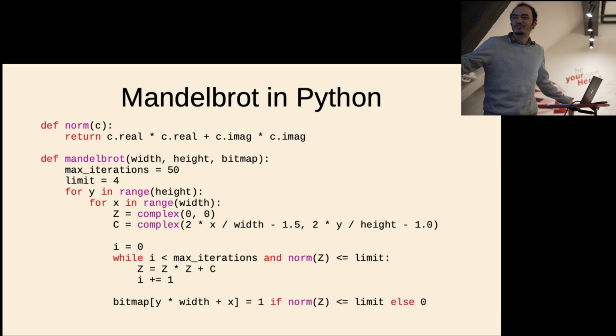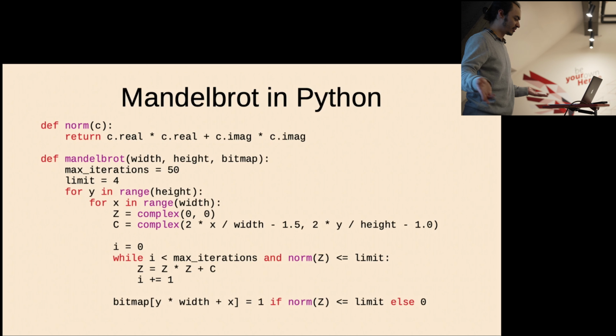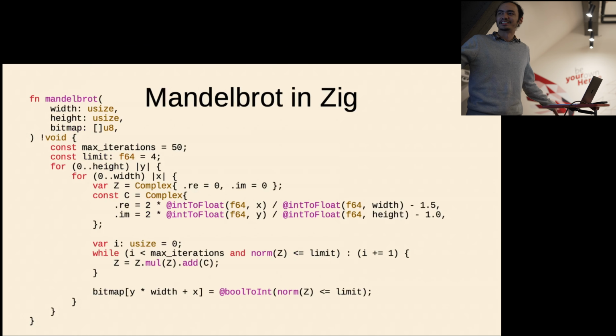It's very simple. You go over the image in the X and Y axis, and then you have a while loop. You square a complex number, add a component to that, and if it goes crazy, if it goes to infinity, you say this pixel is a white pixel, and if it stays bounded, this pixel is a black pixel. So let's implement this in Zig. It's basically the same algorithm.